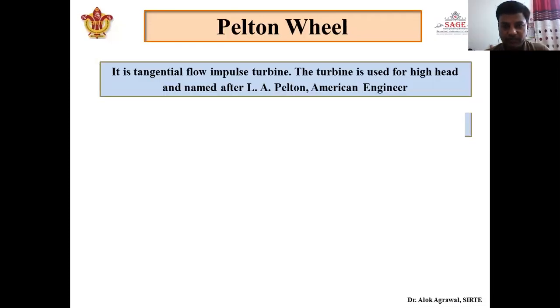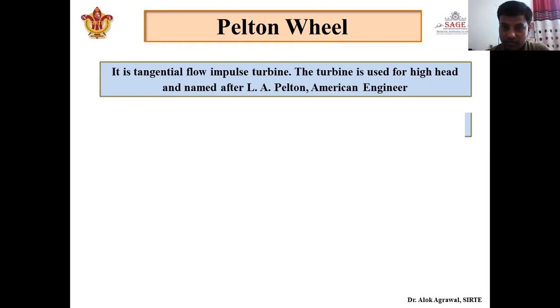So what is Pelton wheel? Pelton wheel is a tangential flow impulse turbine. See, these two words are very important, tangential flow and impulse turbine. It defines the whole criteria of Pelton wheel. So tangential flow means when the jet of water emerges from the nozzle, it will remain tangent to the wheel. It will remain tangent to the rotor. Okay, so that is why it is called tangential flow turbine.